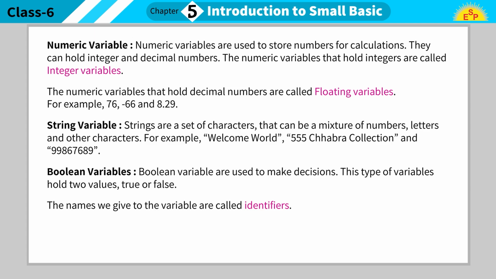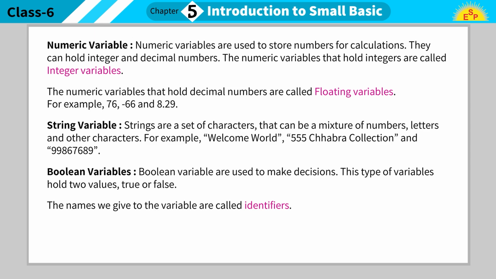String variable. Strings are a set of characters that can be a mixture of numbers, letters and other characters. For example, Welcome World, 555 Chabra Collection and 99867689. Boolean variables. Boolean variables are used to make decisions. This type of variable holds two values, true or false.